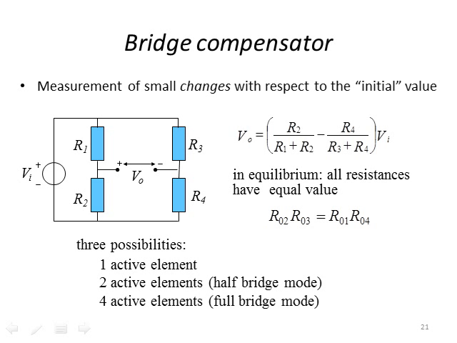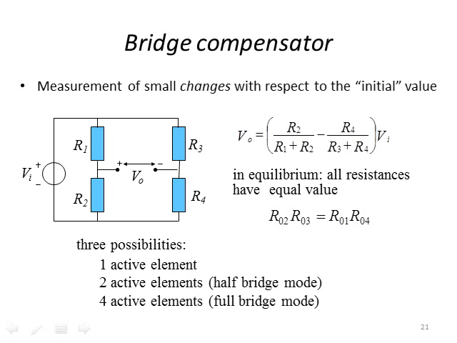A bridge compensator. So the measurement of small changes with respect to the initial value. And there will be a bridge question on the exam, so I recommend that you understand the differences between a 1 active element bridge, a 2 active element bridge, which is called a half bridge, and a 4 active element bridge, which is called the full bridge. Know the differences, advantages and disadvantages of this bridge.